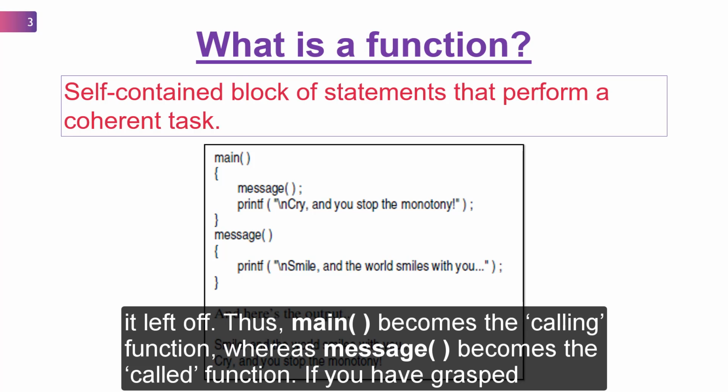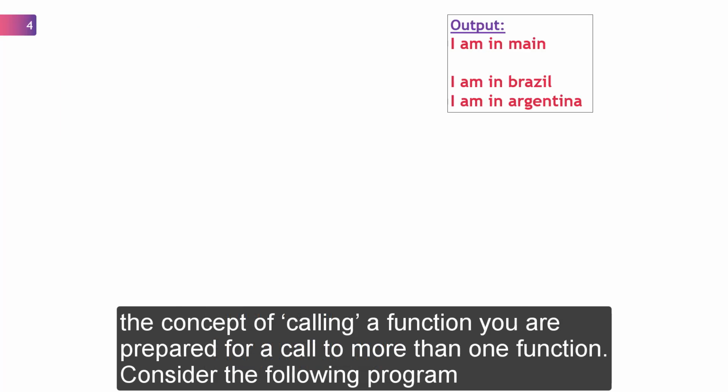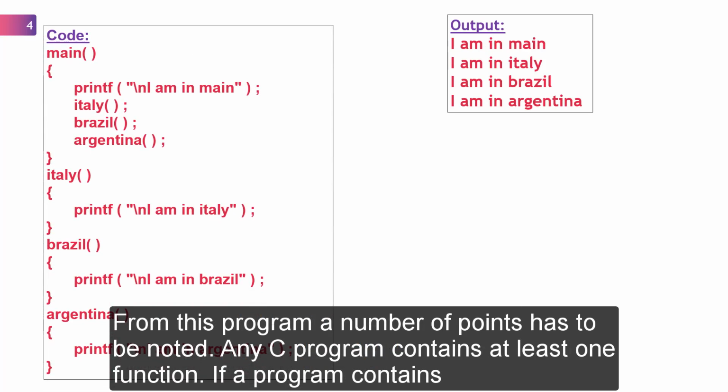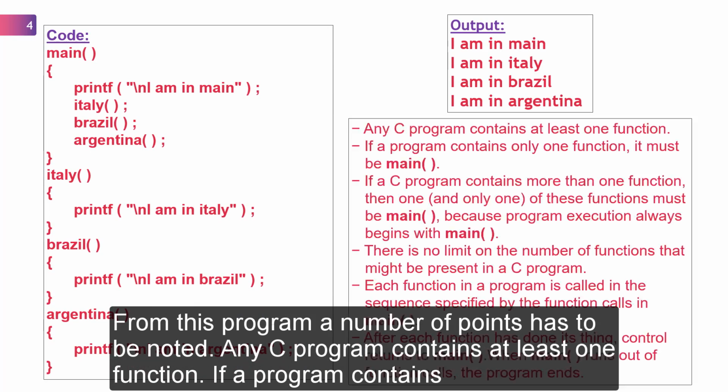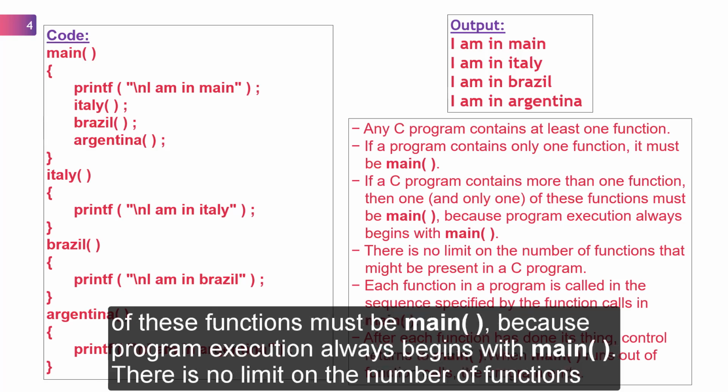If you have grasped the concept of calling a function, you are prepared for a call to more than one function. Consider the following program. For this program, a number of points has to be noted. Any C program contains at least one function. If a program contains only one function, it must be main. If a C program contains more than one function, then one and only one of these functions must be main, because program execution always begins with main.